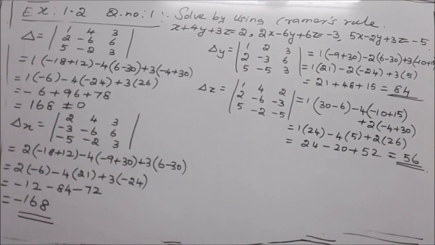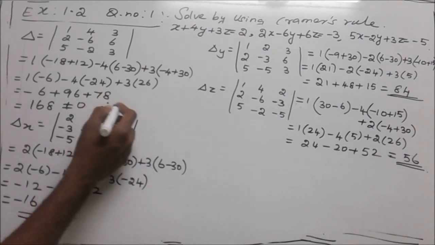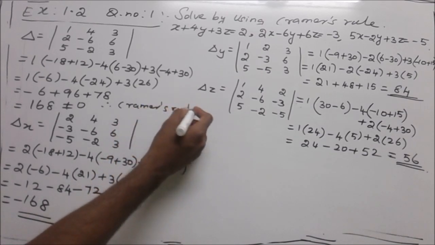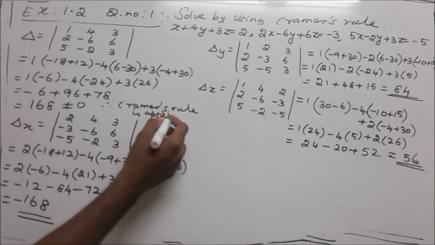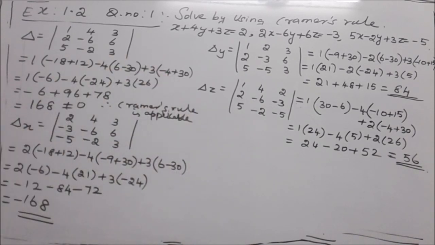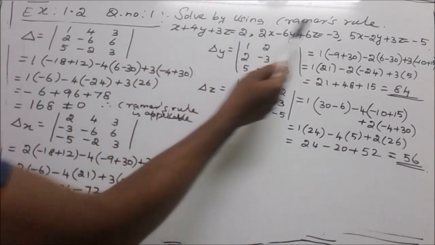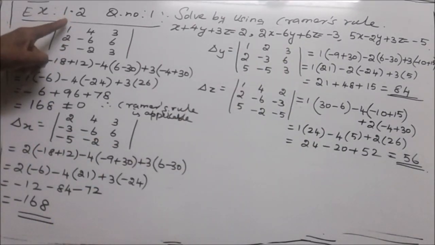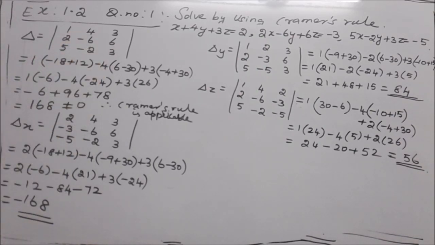168, not equal to 0. Delta not equal to 0. Therefore, Cramer's rule is applicable. Then find delta x. To find delta x, replace the coefficient of x by the constant values 2, minus 3, minus 5. Coefficient of x is replaced by the constant values, and the other values are kept as they are.